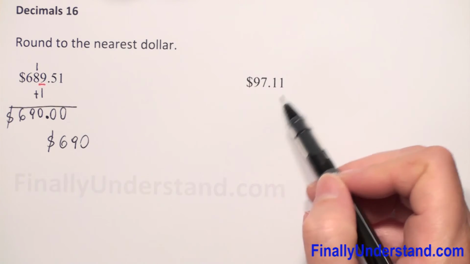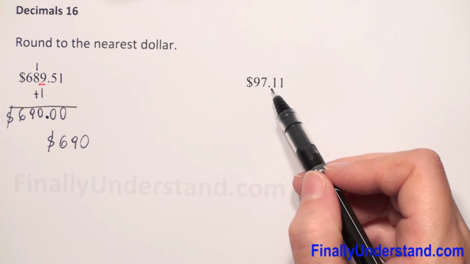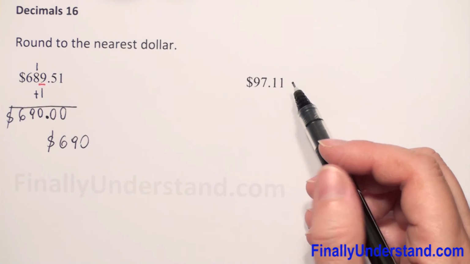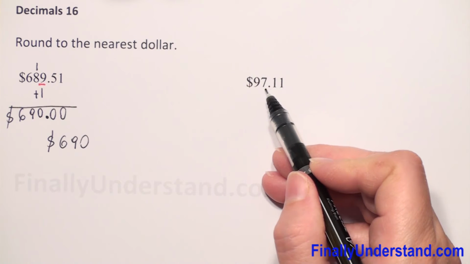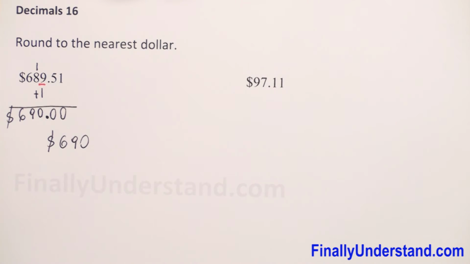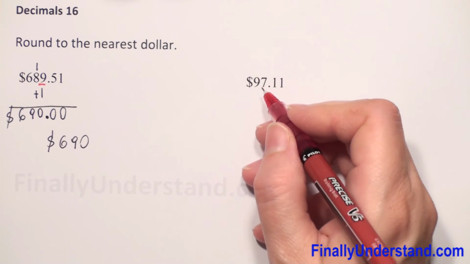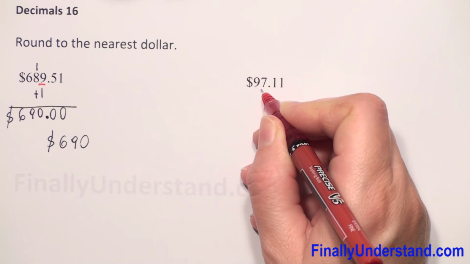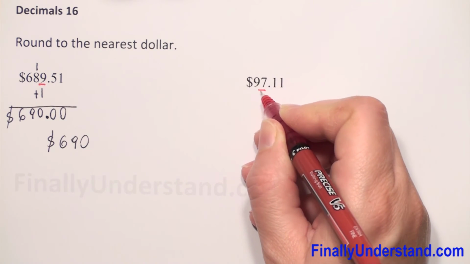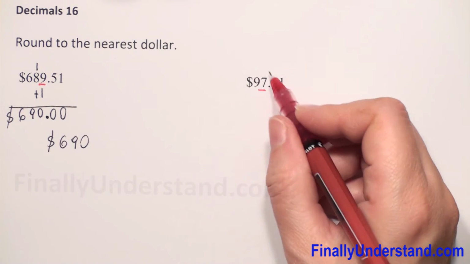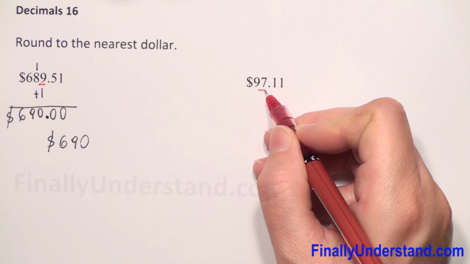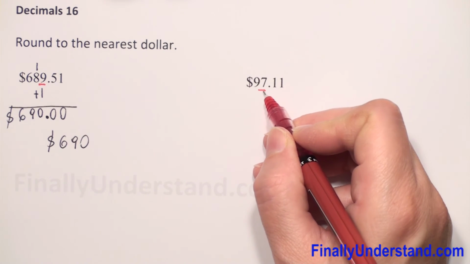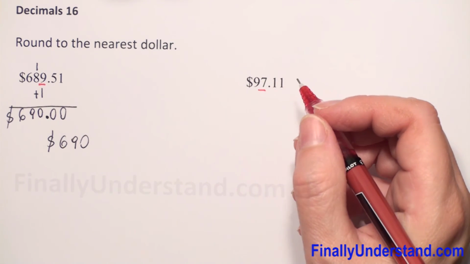Next example, we have $97.11. We need to round to the nearest dollar. So it means we don't want our cents. The last digit we want is the first digit to the left from our decimal point. So we need to round our number to the ones, because the first digit to the left from the decimal point is ones. We have 7 ones.